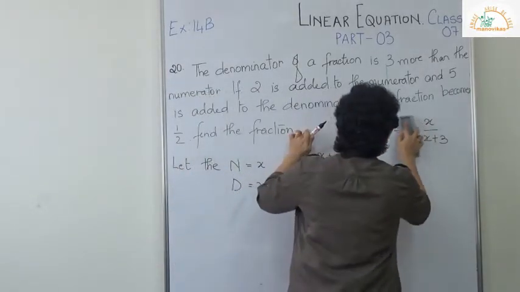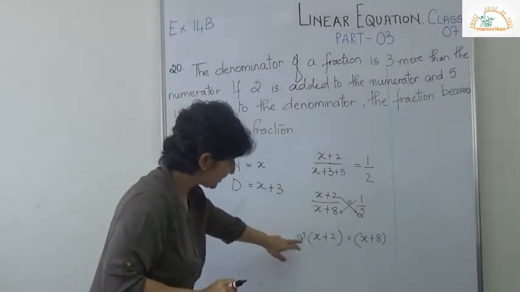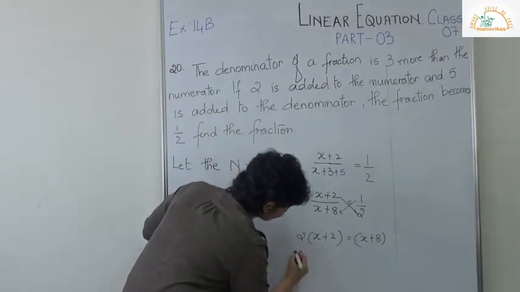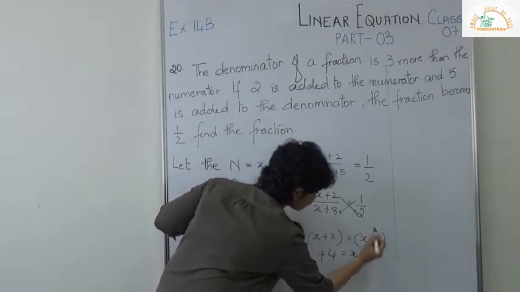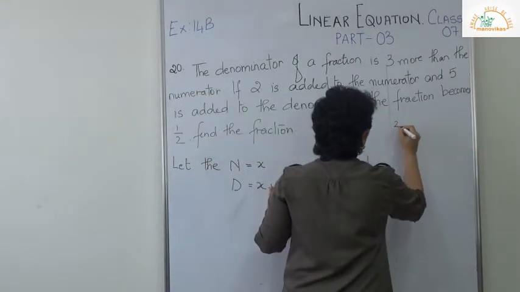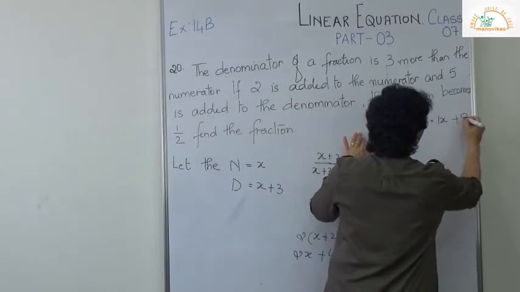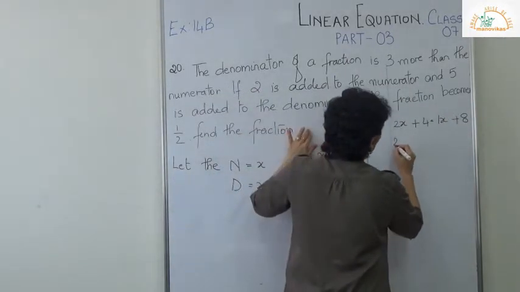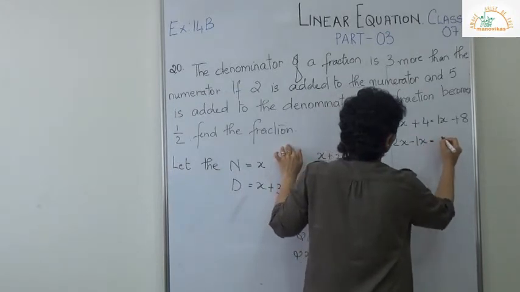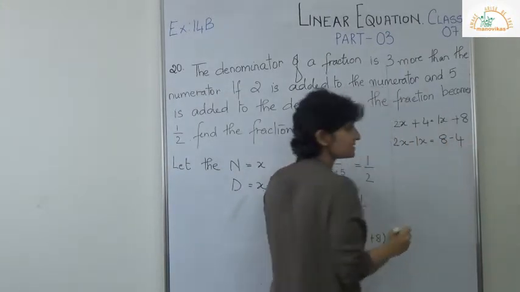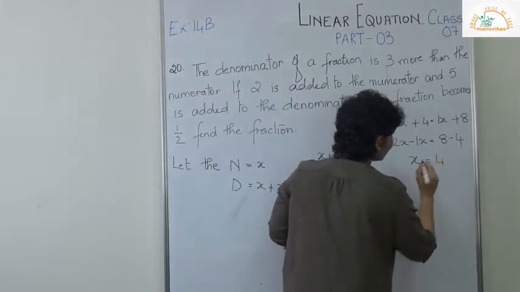Correct? Now, since I don't have place here, let me do it this side. But you will not do it in the rough column. You will go one below the other. So what do I get, children, when I multiply? 2 into x will give me 2x plus 2 twos are 4, which is equal to x plus 8. Let me repeat this. 2x plus 4 is equal to 1x plus 8. Let's bring the like terms together. 2x, when I bring 1x this side, it becomes minus 1x. 8, when I bring 4 this side, it becomes minus 4. 2 minus 1 is x. 8 minus 4 is 4.